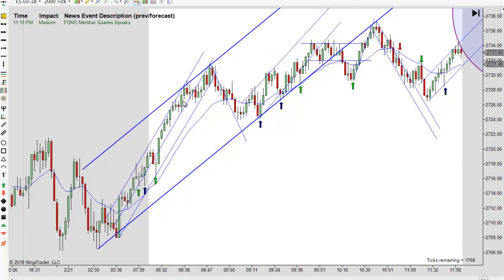But I don't see another entry I really like here. You're getting too far away from the EMA for too long. It's way overdue to come back, and so I think you're better off just to wait on a correction. And so now you got a correction, you're moving down, you get a close outside, move to a new low, and it makes a new low there.